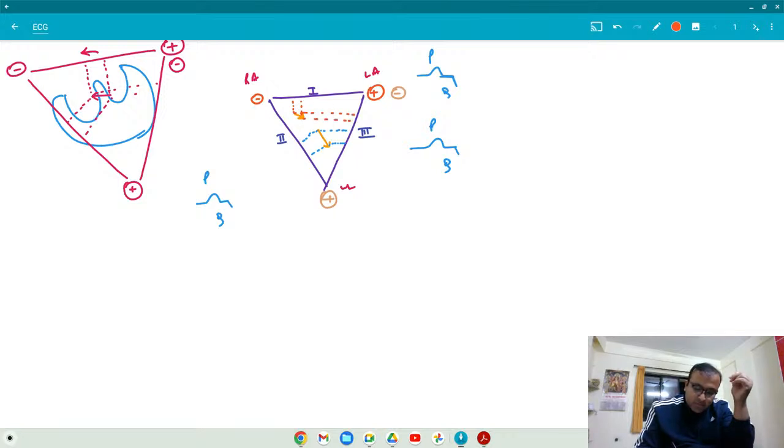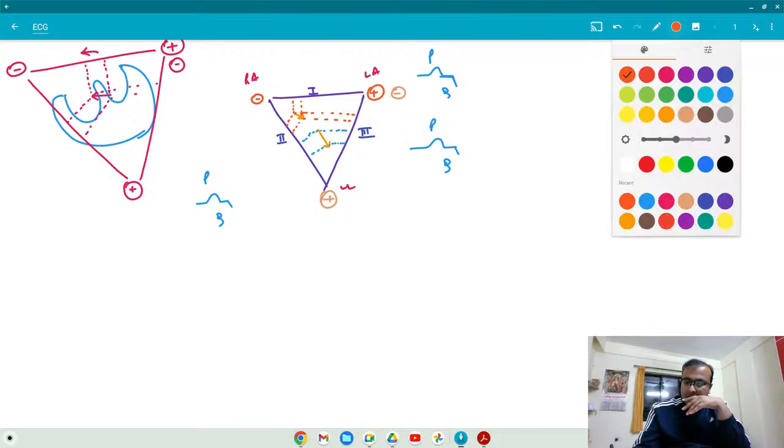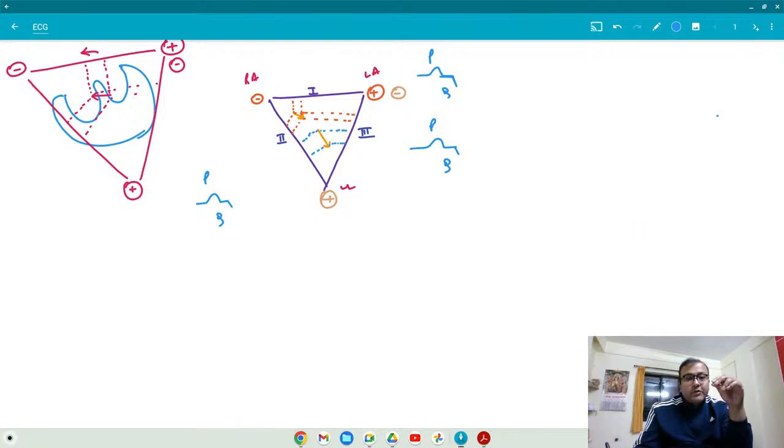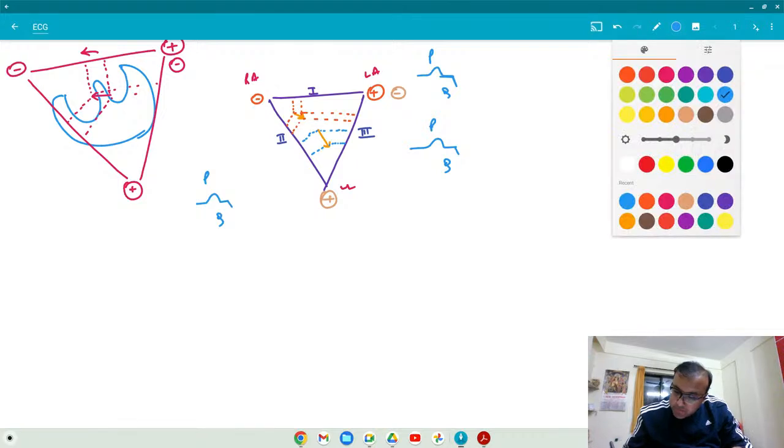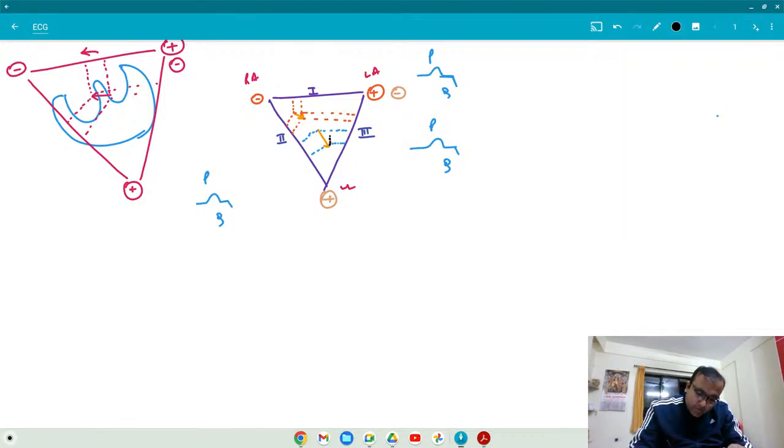Okay, lead 1 is positive. And what about the magnitude in lead 1? Agreed, everyone? The magnitude should be a little bit less, right? Because, okay, let me use some different color. Okay, let's drop a perpendicular.